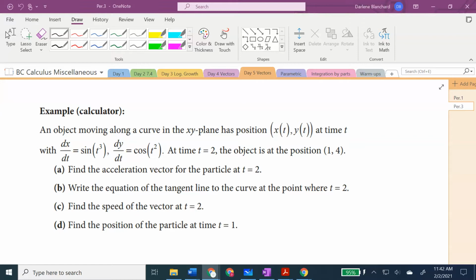Okay. All right. If we want to find the acceleration vector, come on, pen, work for me. I just started recording.